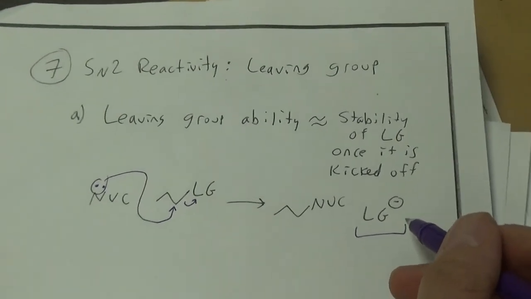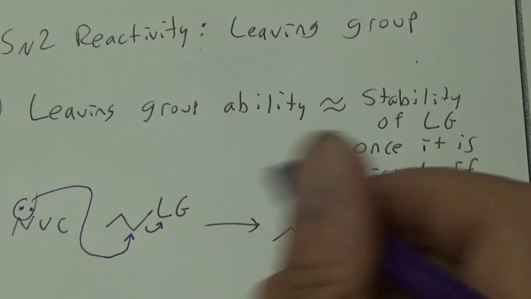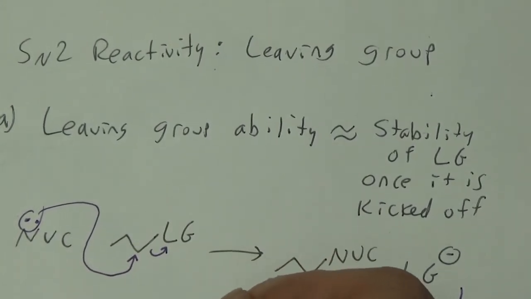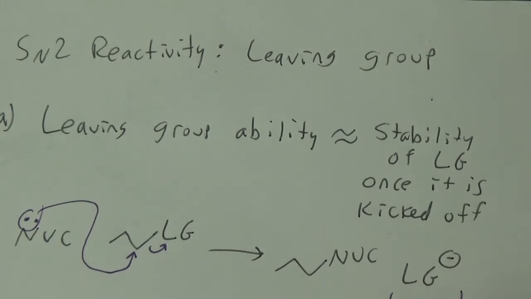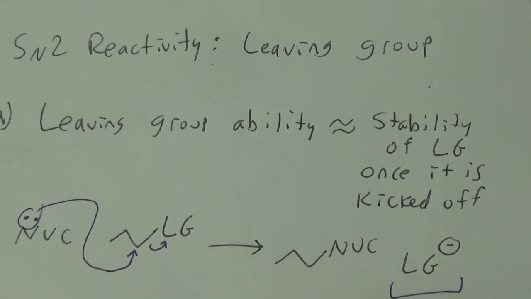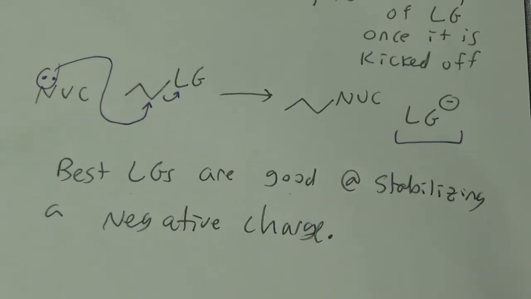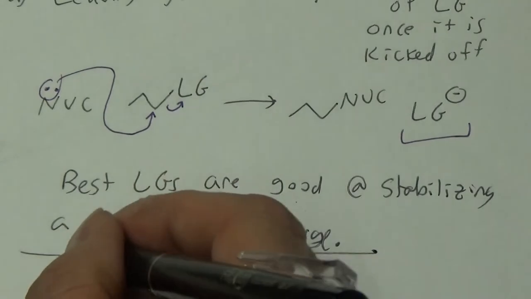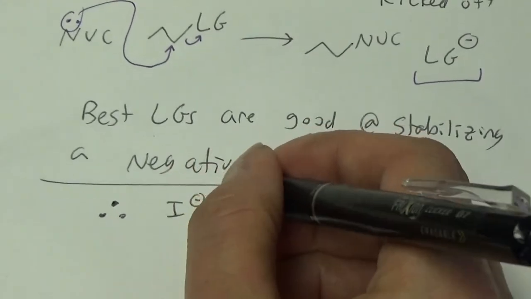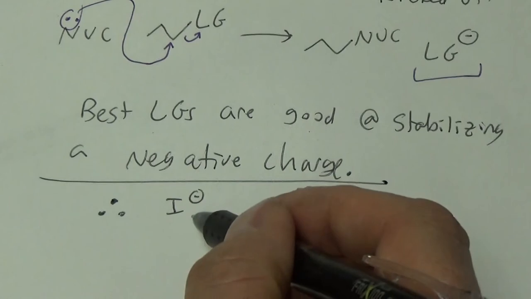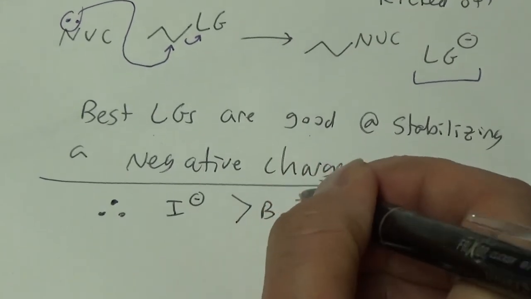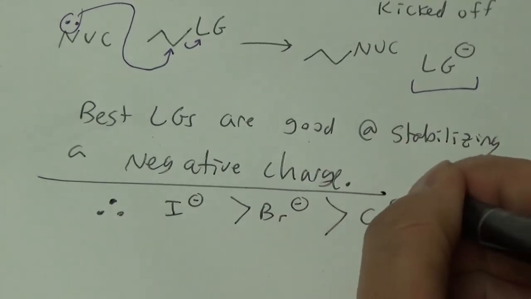The best leaving groups are going to be a nice, stable species. That totally makes sense. So we can also say that the best leaving groups are good at stabilizing a negative charge. The best leaving groups are good at stabilizing a negative charge. And some of the really good ones are I minus, very, very stable. And it's partially because it's really large. It's a large ion and it can kind of distribute the negative charge over a pretty big space. Br minus, Cl minus, and F minus.